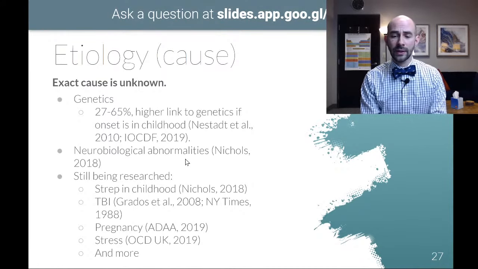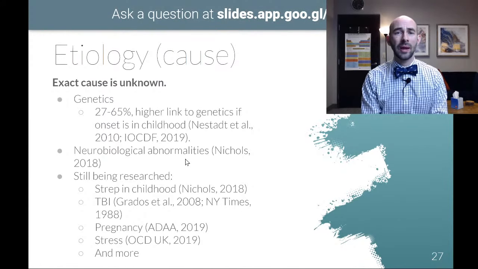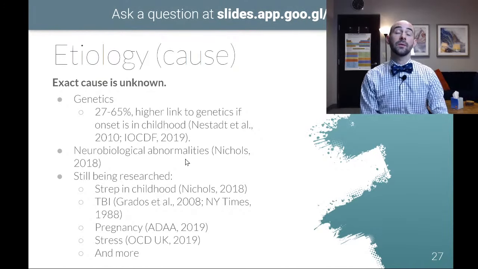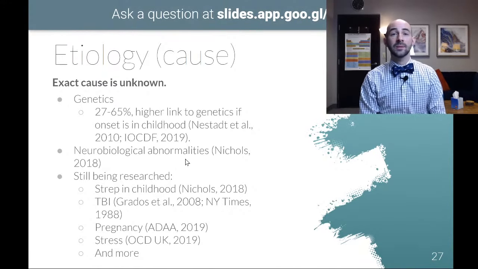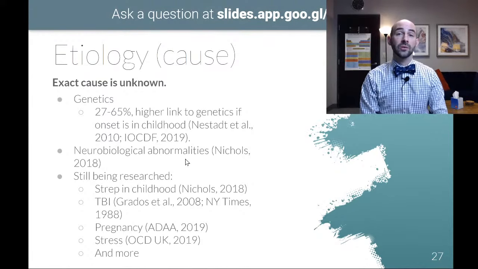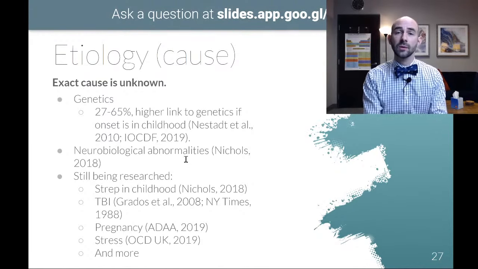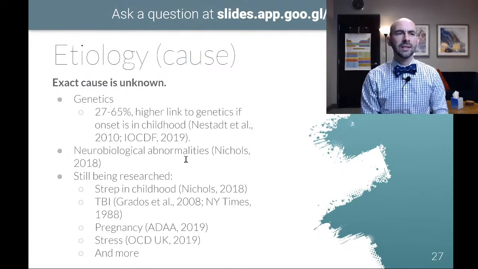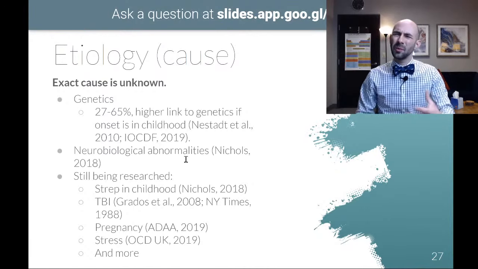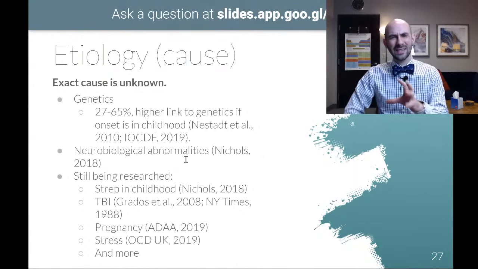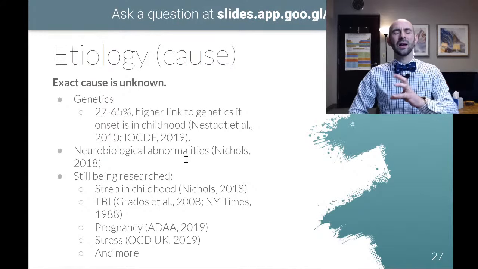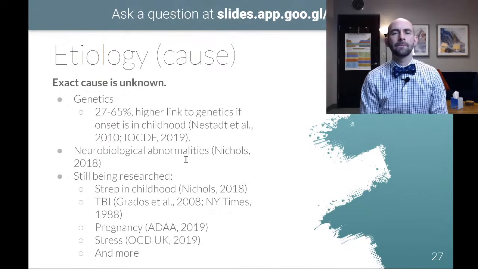Susan Swedo is leading the charge with PANDAS and PANS. So for example, an infection like strep throat in childhood, great evidence base, and we see some unique ways that sufferers do suffer who are diagnosed with PANDAS or PANS. It's a real thing, and also it's still being researched to say, but what is it? Is it its own thing? What exactly is going on there?